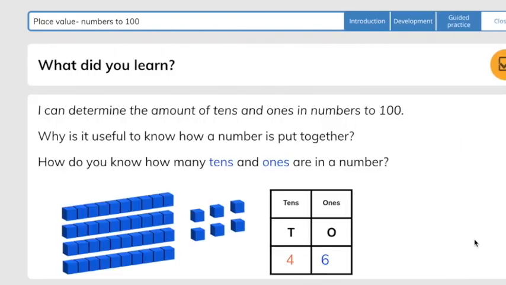Okay, so from this video, you should have learned that you can determine the amount of tens and ones in numbers to 100. So it's very useful to know how to add these numbers together and subtract numbers. So it says, why is it useful to know how a number is put together? Well, if you know how a number is put together, it's going to make adding and subtracting so much easier for you. How do you know how many tens and ones are in a number? Okay, the tens place is always right here on the left. The ones place is always on the right.